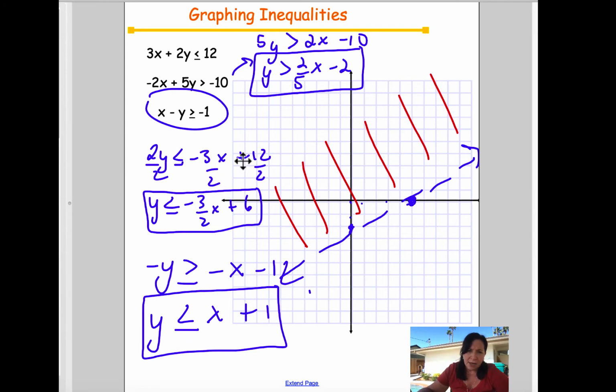The next one is, we just graphed this one, check. The next one is this one, and I'll use the same color. Start at 6, so 1, 2, 3, 4, 5, 6. And the slope is negative 3 over 2, so 1, 2, 3 over 2. And this graph is solid because of the less than or equal to, so solid line.